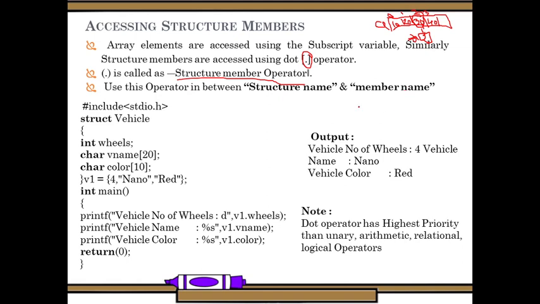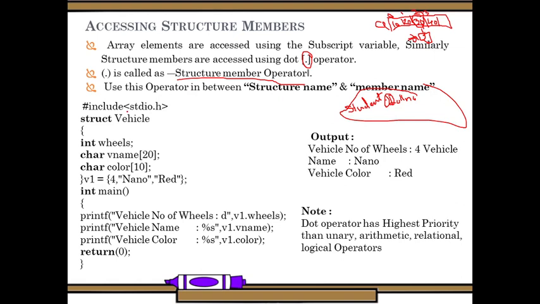Structure name is what? See, for example, in the previous video example, we had the structure name student, right? Student, and then dot, the members were what? We had roll number, right? Roll name, like that, roll number. This is the way: in between you should use a dot.